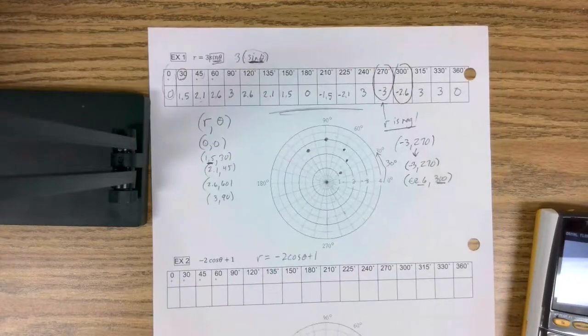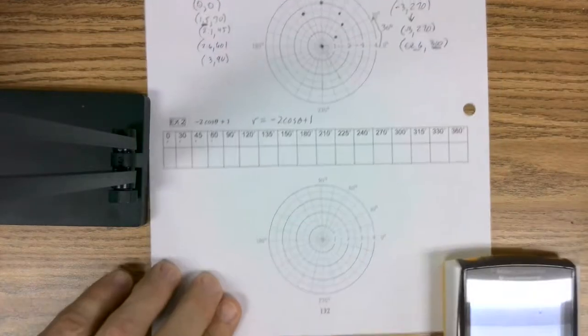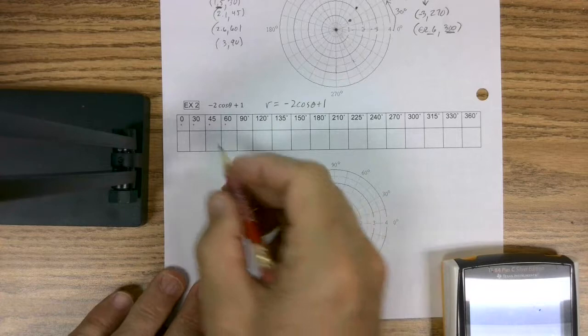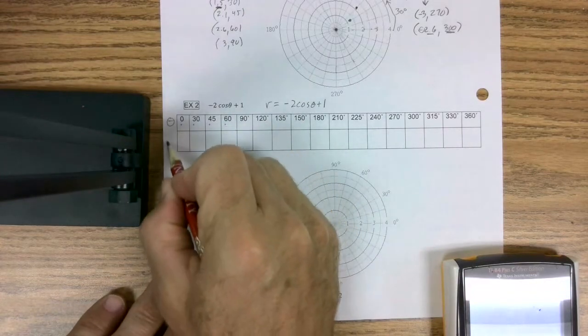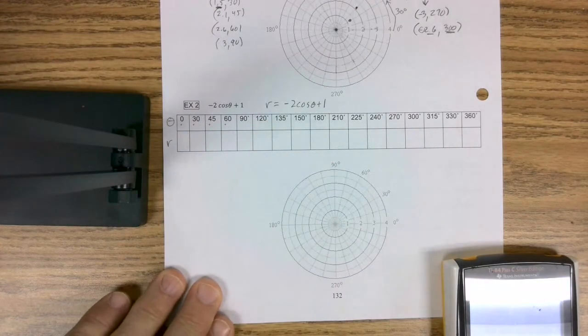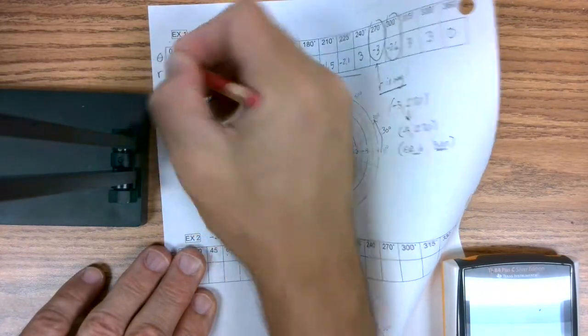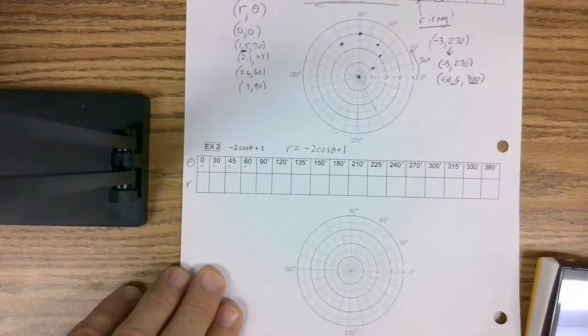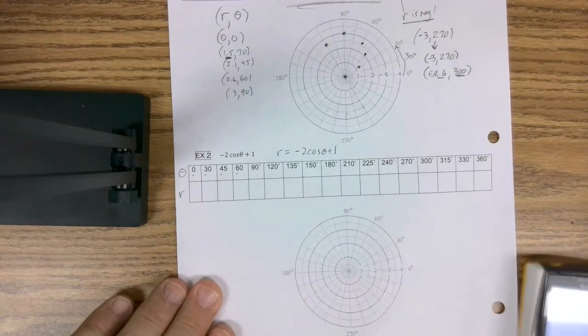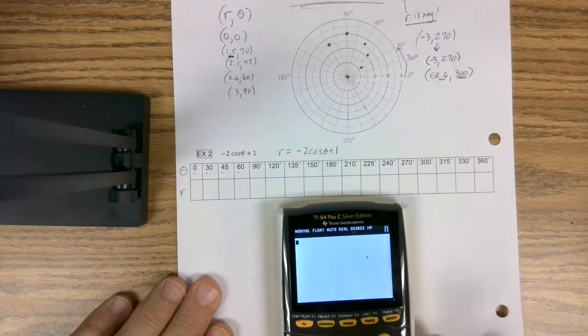So let's go on to this. Again, we're just plotting in, just to get started. This is our theta, this is our r. I don't know if I ever said that up here, but I should have. This is our theta, this is our r. And so just plug it in, and we'll forget about the graph for a little bit.